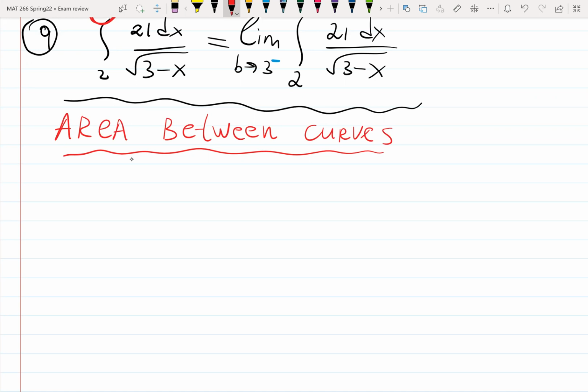That took us to the problems of work, because apparently when a pool is being filled, it has a connection with the disk and washer methods as well, because it's like an infinitesimal number of volumes of water or any liquid.